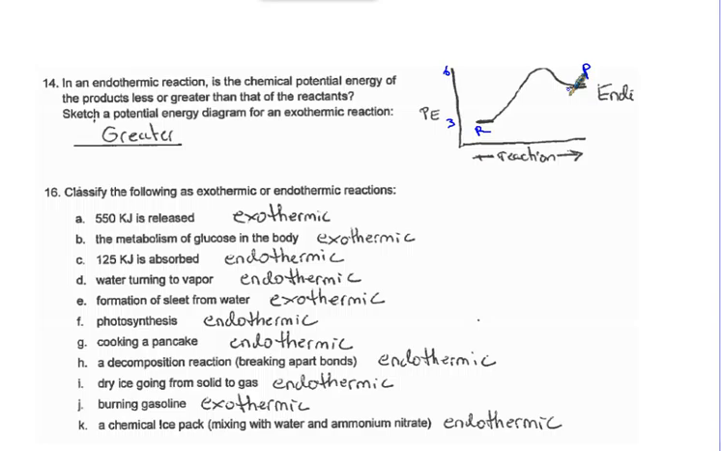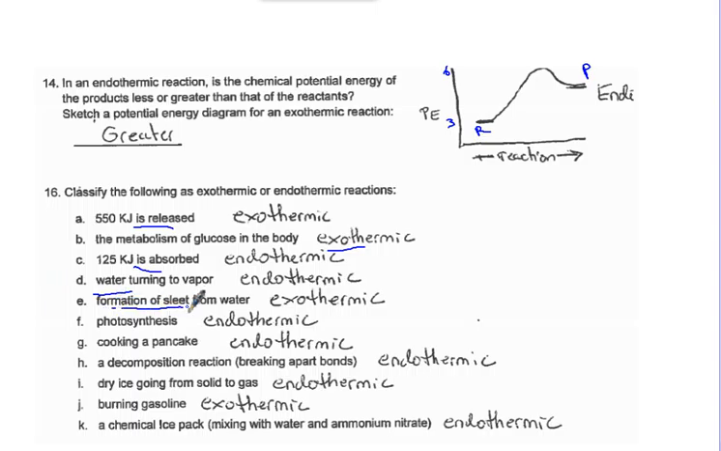Classify the following as exothermic or endothermic. Energy is released: exothermic. Metabolism of glucose in the body, meaning we're breaking apart sugar: exothermic. You're using the energy when you break it apart. Energy is absorbed, going in: endothermic. Water turning into vapor, from the perspective of the water. You are putting energy into the water to boil it or vaporize it.